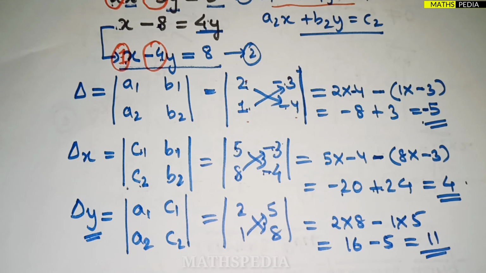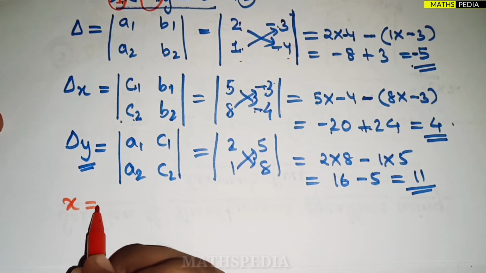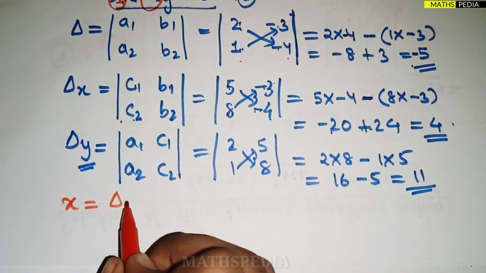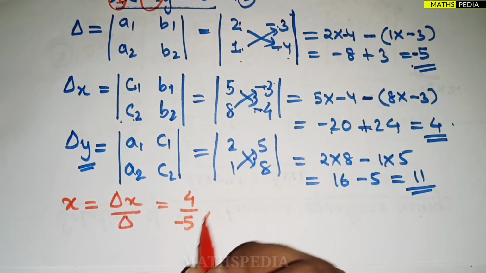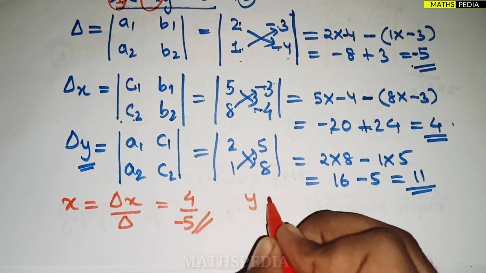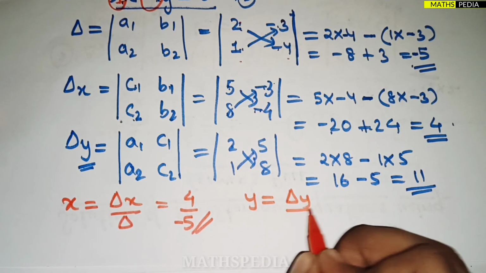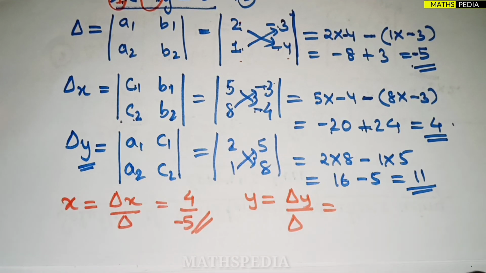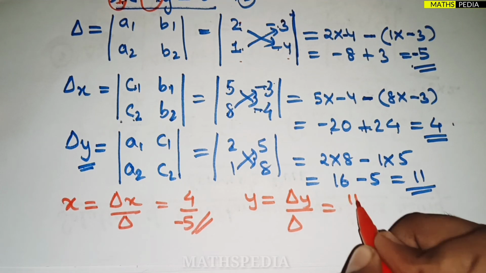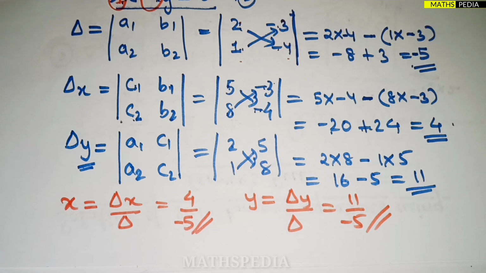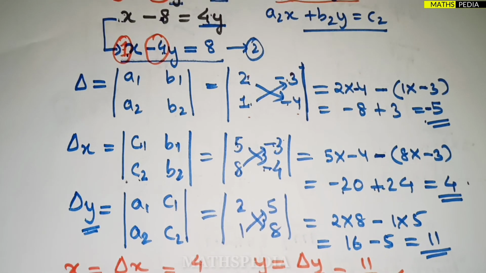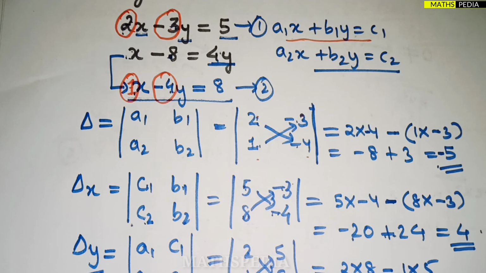Now the last step. In order to find x, x is nothing but delta x by delta. So what is the delta x value? 4. So 4 by the delta value, -5. So the x value I got. The y value is again delta y by delta, where the delta y value is 11. So 11 by -5. Okay, so these are the two values. This is how you have to proceed whenever you get two equations. Wherever two variables are involved, you have to proceed in this way.